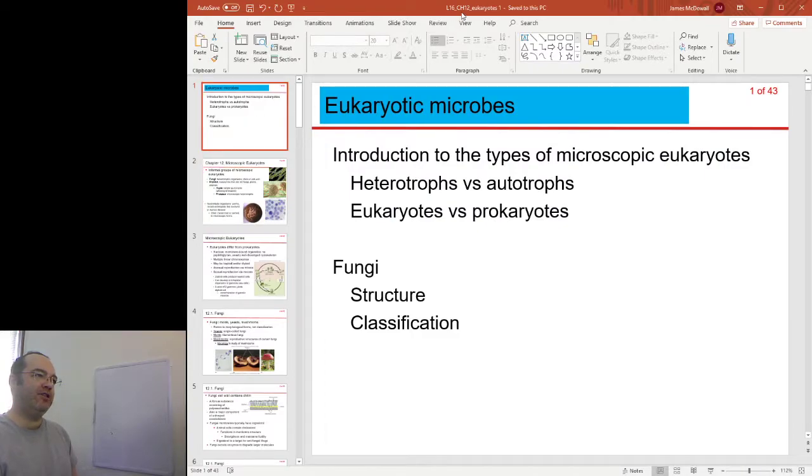Lecture 16, Chapter 12, Eukaryotes 1. That's what I intend to get through and post for you today, which is Friday. So, an introduction to the types of microscopic eukaryotes, a look at the difference between a heterotroph and an autotroph, the difference between eukaryotes and prokaryotes, and then in this first section also looking at the fungi and their structure and classification.